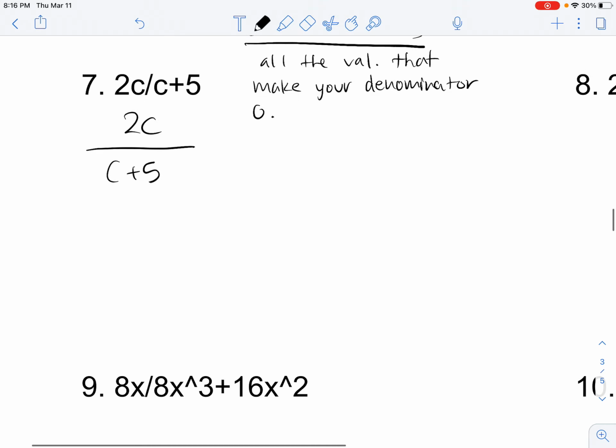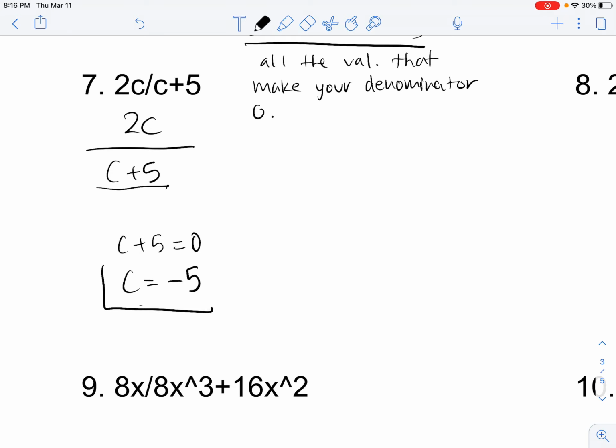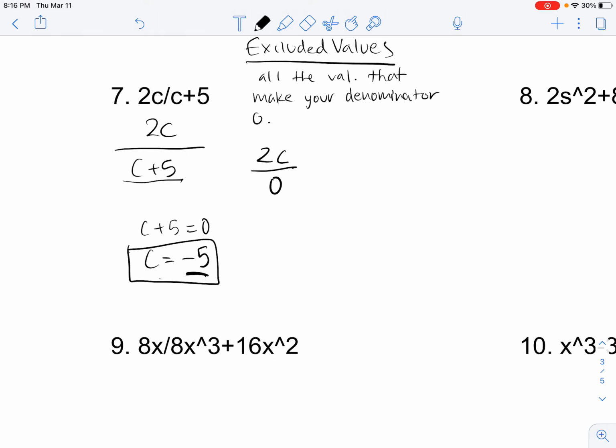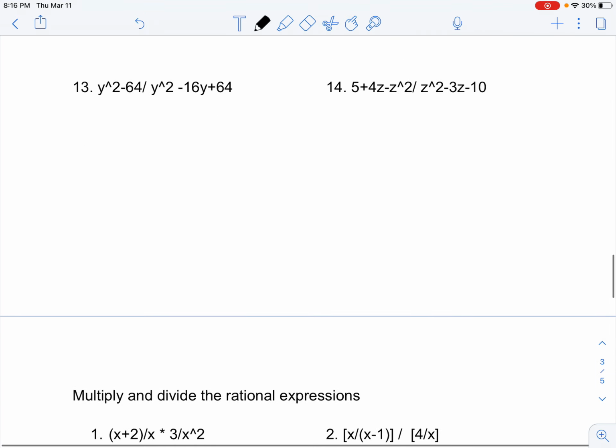In this case, we have c plus 5 as our denominator. So we set that equal to 0, and we find out that c is equal to negative 5. Now, what this means is that your excluded value is going to be negative 5. Since if you plug in negative 5 over here, you get 2c over 0. And that's incorrect. So we have to exclude this negative 5 value, which is why we say that negative 5 is our excluded value.